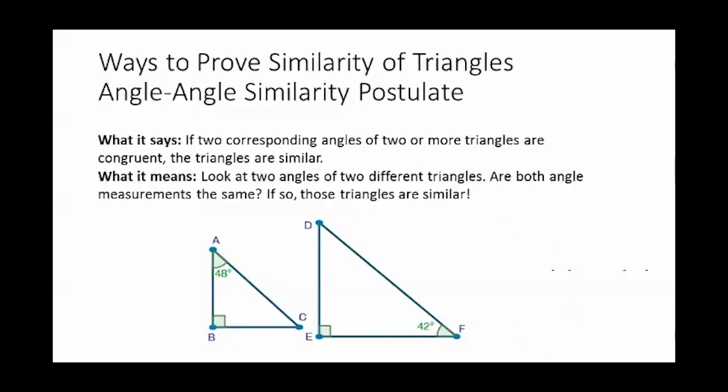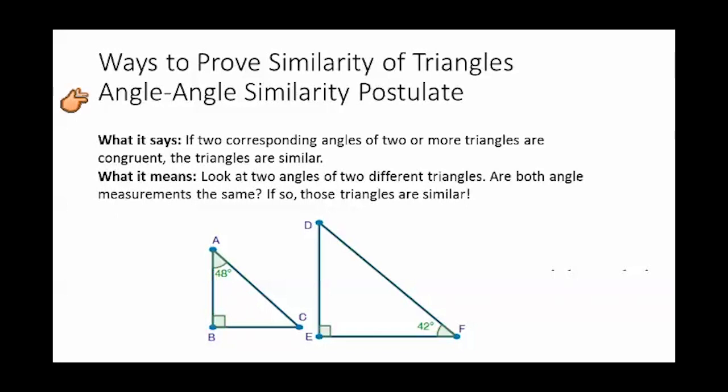So now we've seen how we can prove similarity of our polygons and how we can use similarity to find missing links on our polygons. However, with triangles, there's some really specific things that we can do and ways that we can prove similarity. One of them being the angle-angle similarity postulate. And that tells us if 2 or all 3 of the triangle's angles are congruent, then the triangles must be similar.